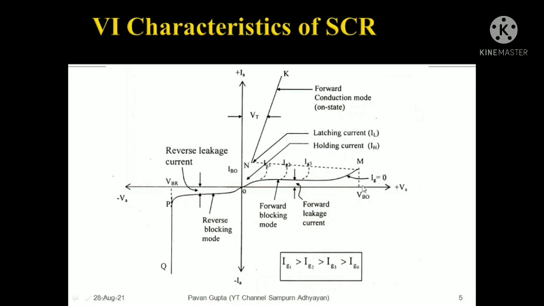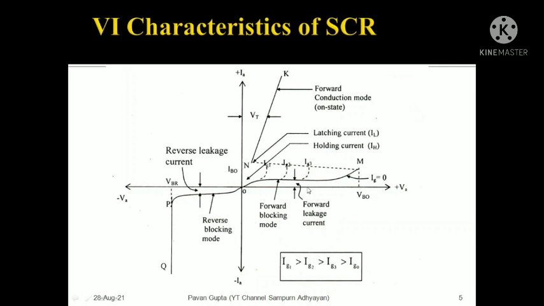So after a certain value of the breakover voltage, your SCR will shift from the turn off action to the turn on action, and the current will start increasing from some high leakage value to a high value. The region where the leakage current is there is called the forward blocking mode, and the current is known as the forward leakage current.